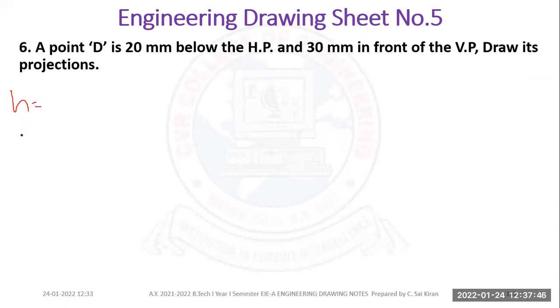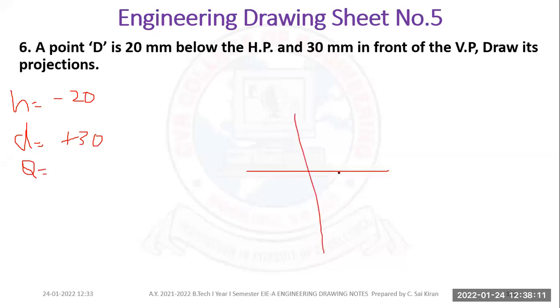And can anyone tell me what the H and D values are, positive or negative? H equal to minus 20 and D equal to plus 30. And the quadrant? H is negative and D is positive. Fourth quadrant. So this is the fourth quadrant because this is my HP.